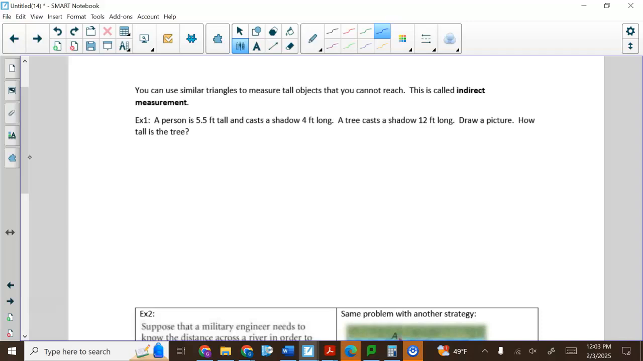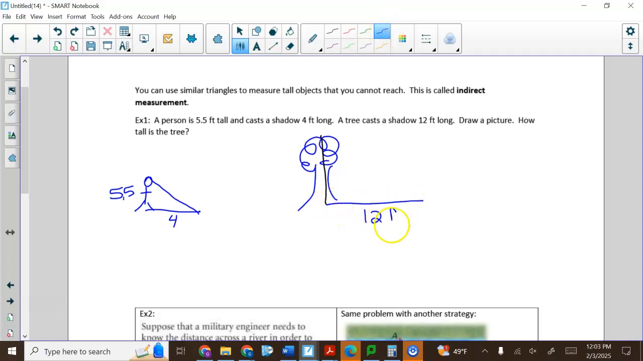This one says you have a person that's 5.5 feet tall casting a shadow that's 4 feet long, and a tree casts a shadow that's 12 feet long. Draw a picture. So here we go. We've got a person, they're 5.5 feet tall, and their shadow is 4 feet long. Then, at the same time, you have a tree that we don't know the height of, and we can't calculate it because it's so tall, but its shadow is 12 feet long.